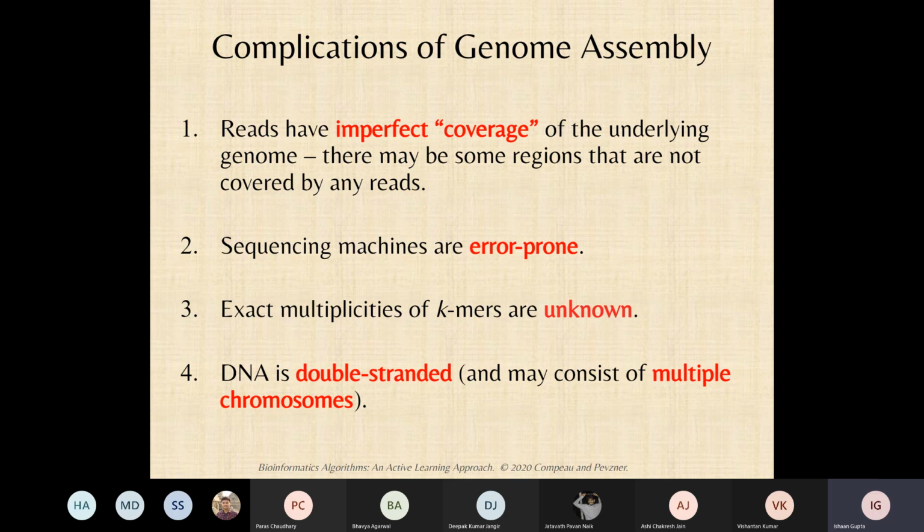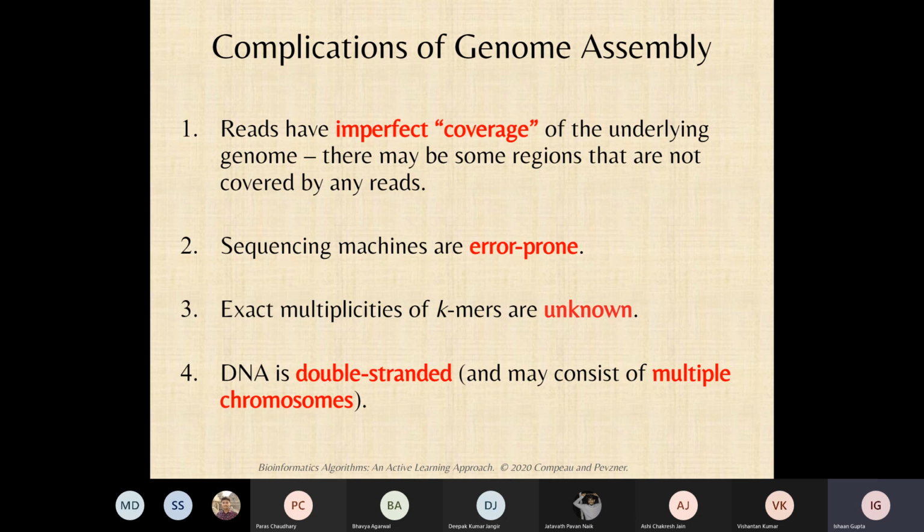For example, if the clustering is not happening properly, if two clusters on the Illumina machine are close to each other, then sometimes there are overlaps of clusters and you get cross contamination of signal from the two clusters. So that becomes a problem. The exact number of times a k-mer is supposed to be found is unknown. So this is the problem of multiplicities of k-mers. And we definitely know that the DNA is double-stranded and it consists of multiple chromosomes. And each chromosome might also be in multiple copies. So for example, for us, we have a maternal copy and a paternal copy, right? So these are some of the challenges.